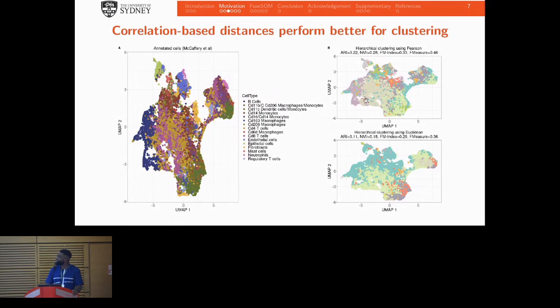That being said, we can see that for the ARI, the Euclidean one is half as good as the correlation-based one. So even in this very hard circumstance, we're able to get a much better score by using correlation compared to Euclidean.